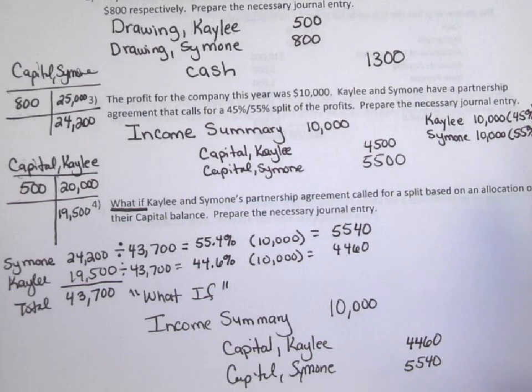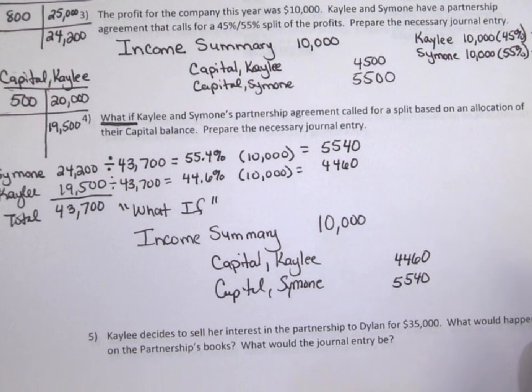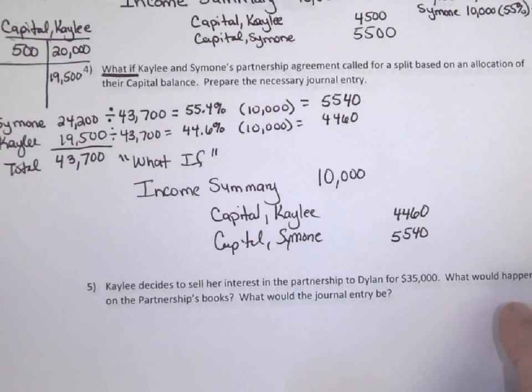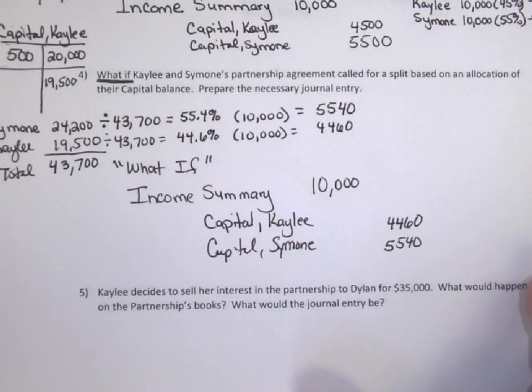So those are just two of the different ways. There is another way that we can do this, but those are your two big ways there. The other thing we look at, and I want to still be able to see Kaylee's capital balance, is if Kaylee decides to sell her interest in the partnership to Dylan for $35,000, what would happen on the partnership's books? What would the journal entry be?